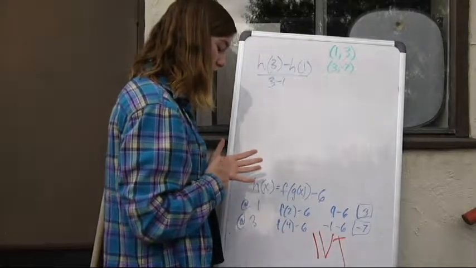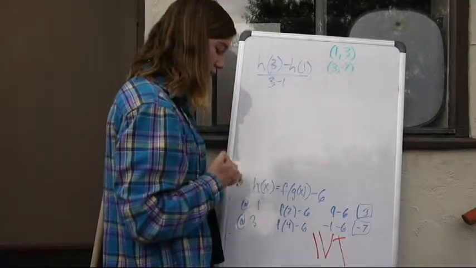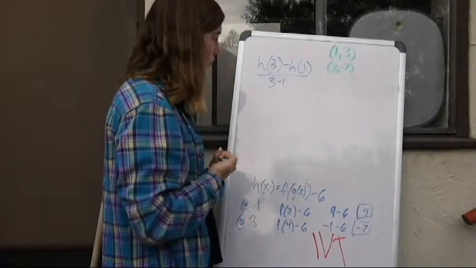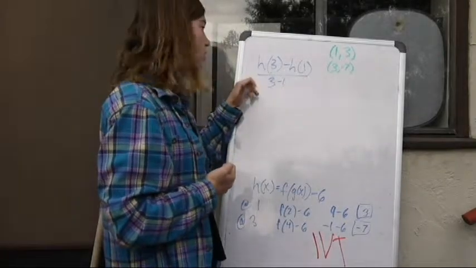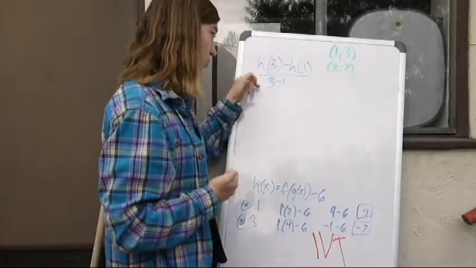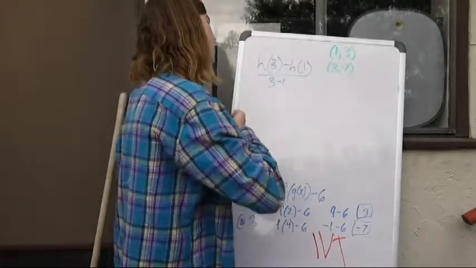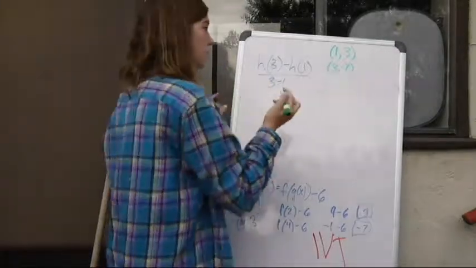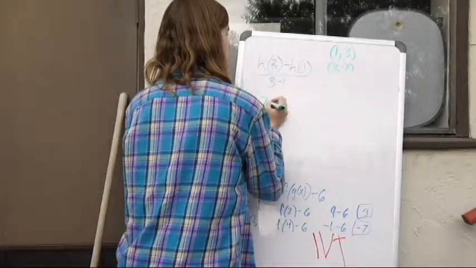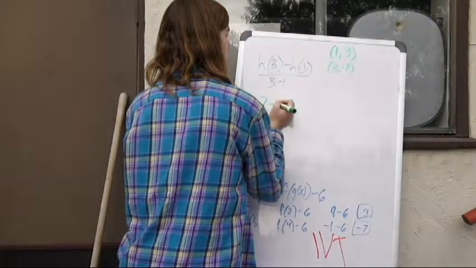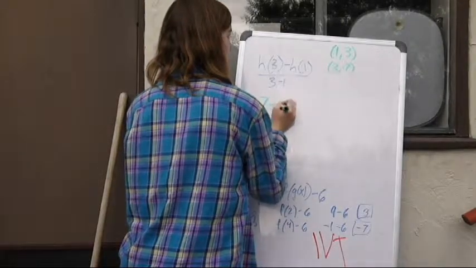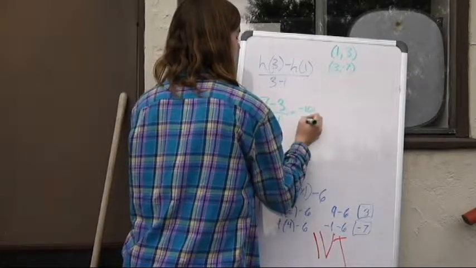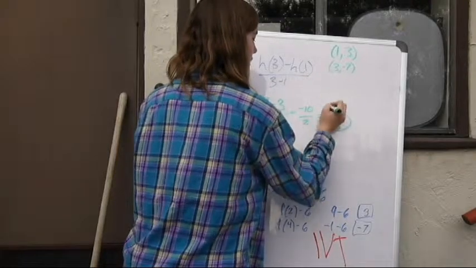h prime of c, the slope, is going to equal negative 5. So we have to solve for what the slope is between these. We have h of 3, which is our y value. So it's y2 minus y1 over x2 minus x1. So we have negative 7 minus 3 over 3 minus 1, negative 10 over 2, which is equal to negative 5.